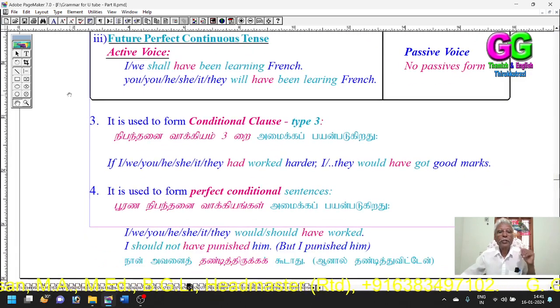Then its third use: it is used to form conditional clause type 3. You see? That is for all the eight pronouns. The form is the same. If I had worked harder, I would have got good marks. Instead of I, you can use any subject, any pronoun.